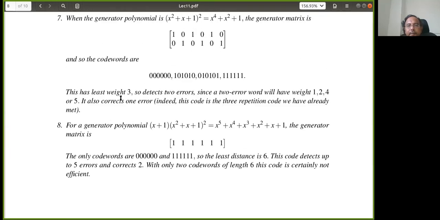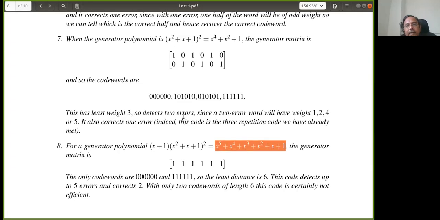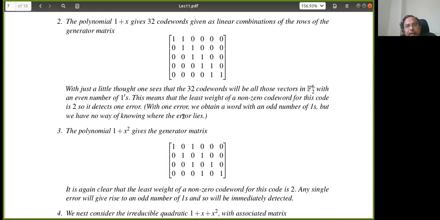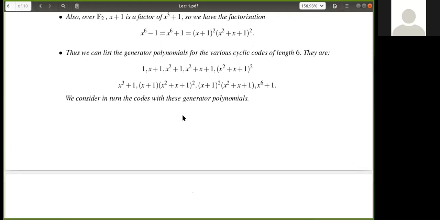So you look at this. x plus 1 into (x square plus x plus 1) whole square. So we will simplify this first. So this is the polynomial. Here also I did the same thing. Why did you get x square plus 1? It is not x square plus 1. The factor is (x plus 1) whole square, right? Yes, sir.